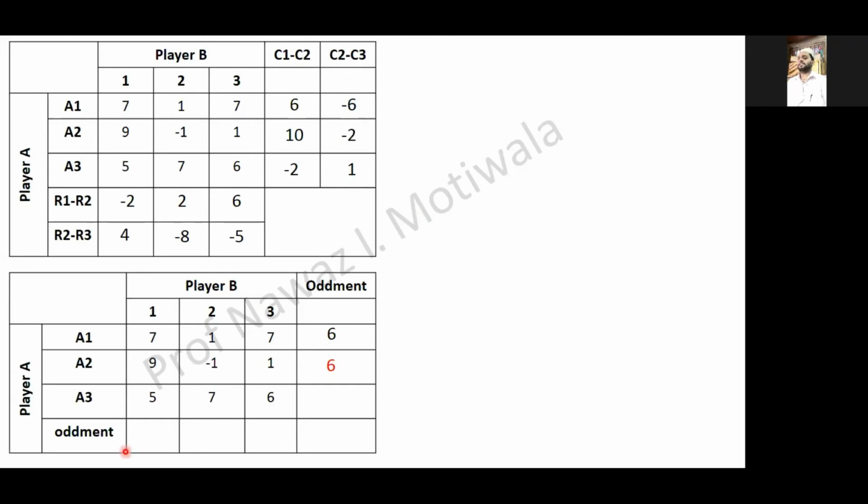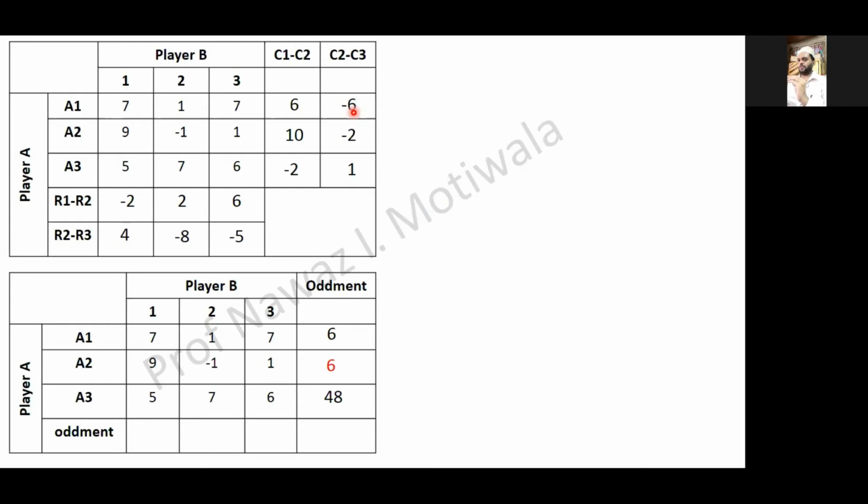Now the last part, for A3. To find the oddment for A3, I will ignore this A3 part. So I will remain with 6, minus 6, 10 and 2. I will take the determinant of this: 6 into minus 2, that is minus 12, minus of 10 multiplied by minus 6, which is minus 60. So it is minus 12 plus 60, so it will be 48. So we have got all the oddments of strategy A, or player A.